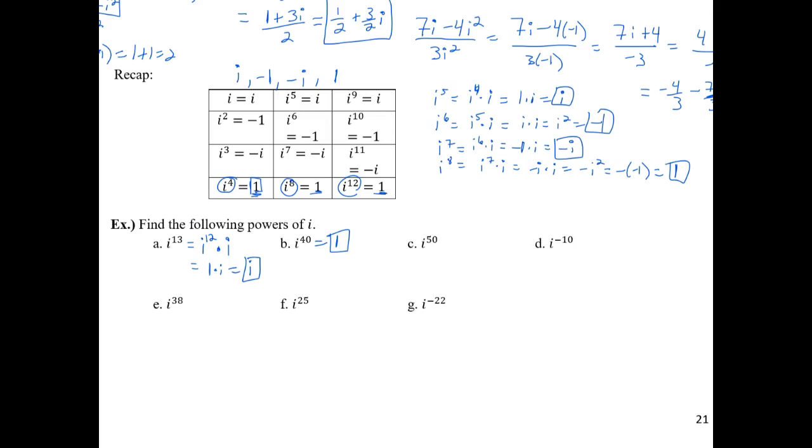i to the 50th. All right. So i to the 50th, the closest multiple of 4 that's less than 50, I'm going to say i to the 48th. If I'm using 48, that means there's 2 left over, since it has to add up to 50. And i to the 48th is 1, since any multiple of 4 in the exponent is going to be 1. And i squared is the same thing as negative 1. So 1 times negative 1 will give me negative 1.